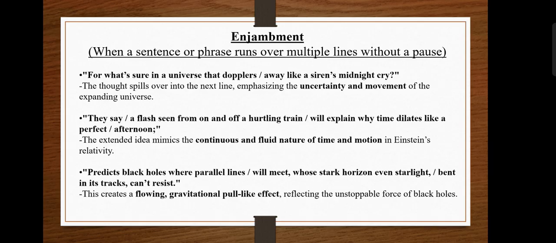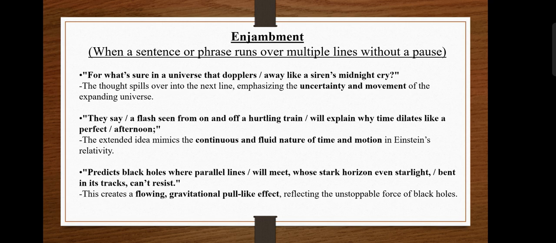Similarly, in the second example as well, we can see they say "a flash seen from on and off a hurtling train will explain why time dilates like a perfect afternoon." So this extended idea mimics the continuous and fluid nature of time and motion in the theory of relativity according to Einstein. Then we can see the line predicts black holes where parallel lines will meet.